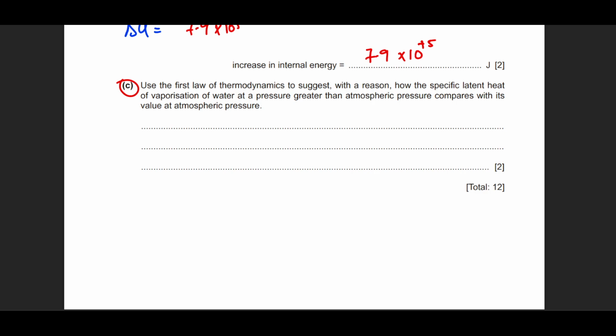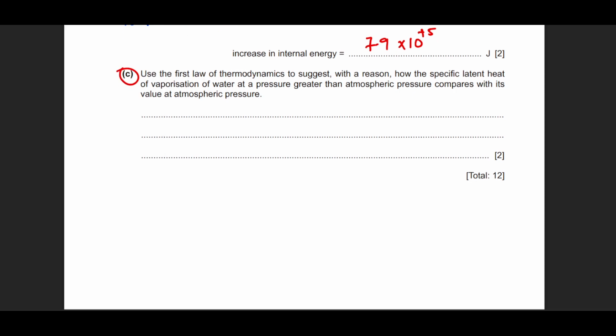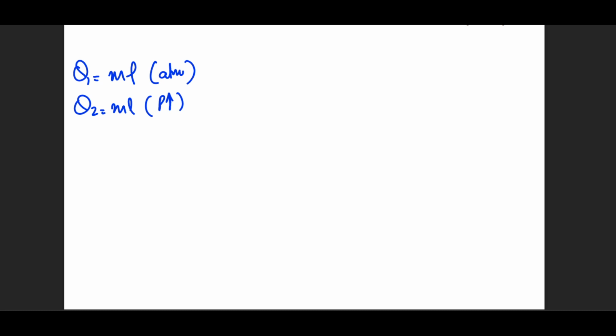Now, there is a simple way of understanding this part and there's a complicated way. He wants you to explain it in a complicated way, but let's try to first understand it in a simple way. You see, he says that using the first law, yes, we will do that. Specific latent heat of vaporization of water at a pressure greater than atmospheric pressure, how does it compare with the value at atmospheric pressure? You see, he's asking you that if mL was calculated at the atmospheric pressure level and mL was calculated at a pressure higher than atmospheric pressure, let's call this Q1, let's call this Q2. Which one will be greater? A simple common man prediction is that Q2 will be greater than Q1.